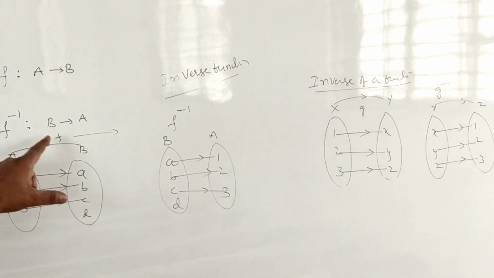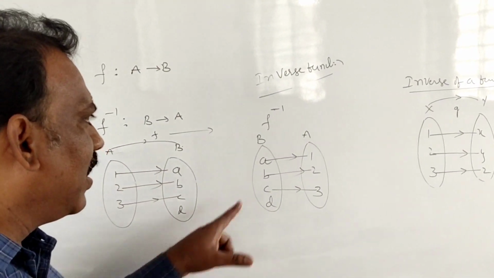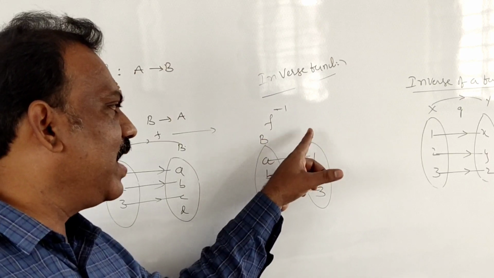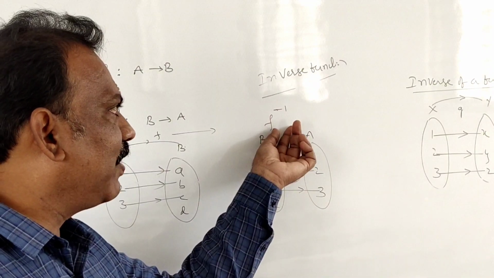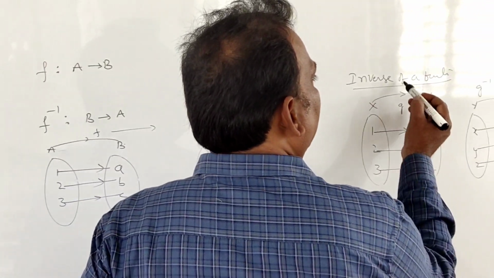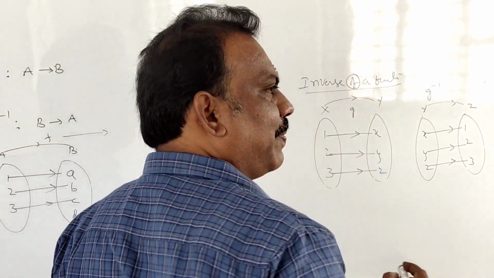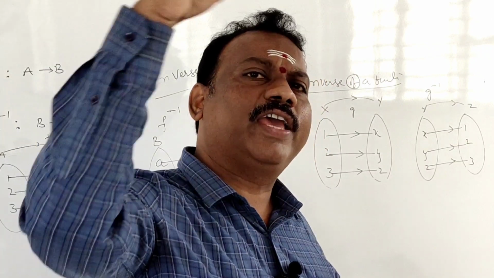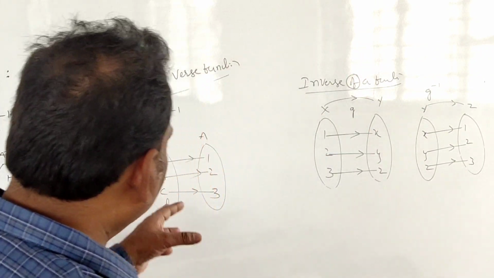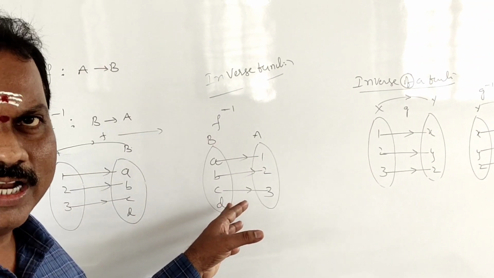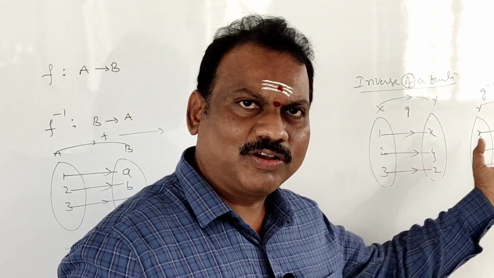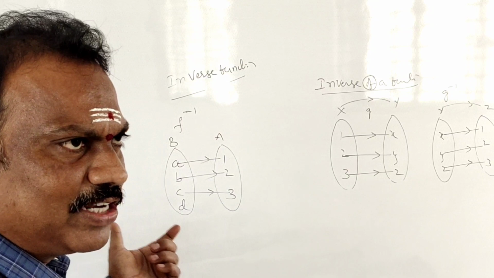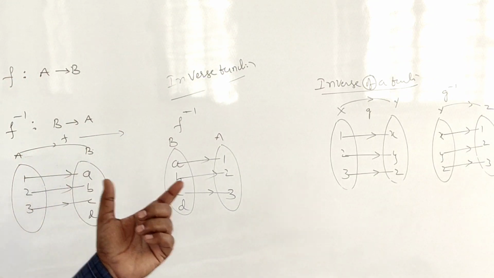Here f is mapping from A to B, a function. f inverse is mapping from B to A, not a function. In this case it is called just inverse function. In this case we will call it inverse of a function. That means the inverse is also a function. Here the inverse is not a function. Clear students? Here the inverse is also a function. Why is it not the inverse of a function? Why is its inverse not a function?